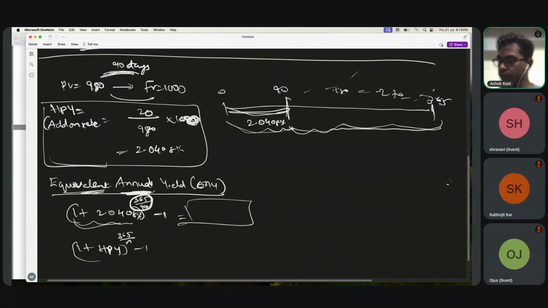This is 2.0408 percentage. 8.7. 5382. 382. 8.582. Percentage. You understood what I have done? Can your mind imagine this: in 90 days, 2 percentage; in 360 days or 365 days, more than 8 percentage you are earning.